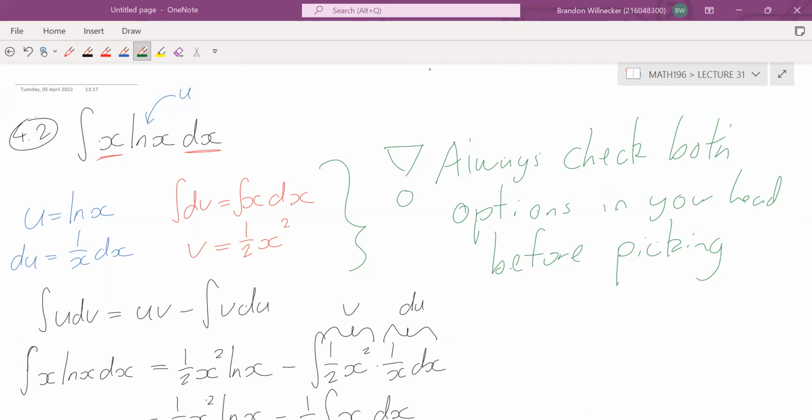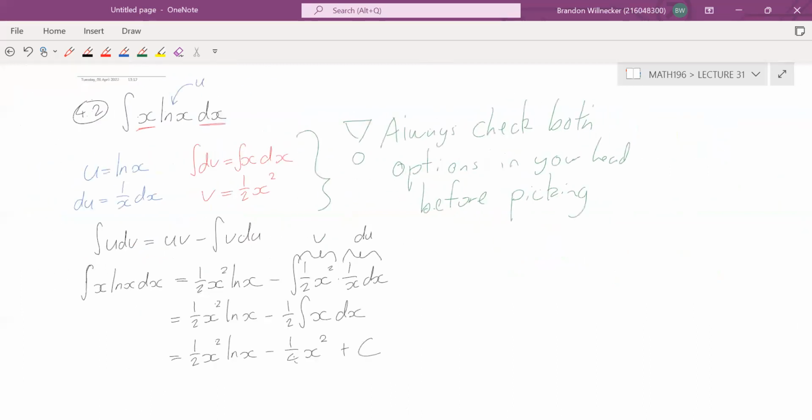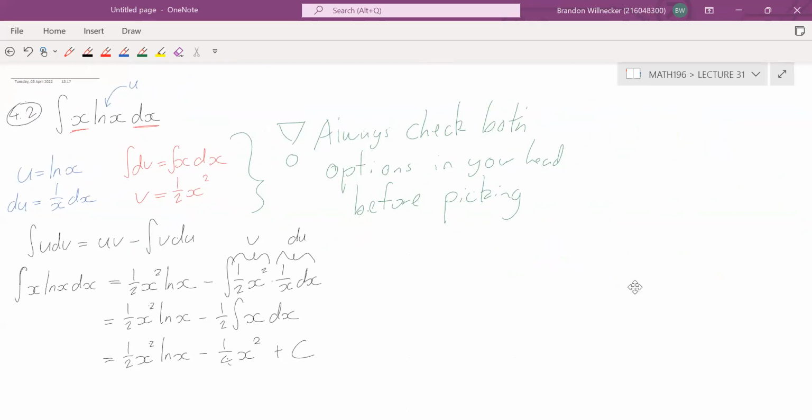Okay, and that's for 2 marks, just in case you're wondering, between 2 and 4. So either 1 mark for u and dv, or 2 marks for u and dv, depending on the problem. Okay, but are there any questions about this one?